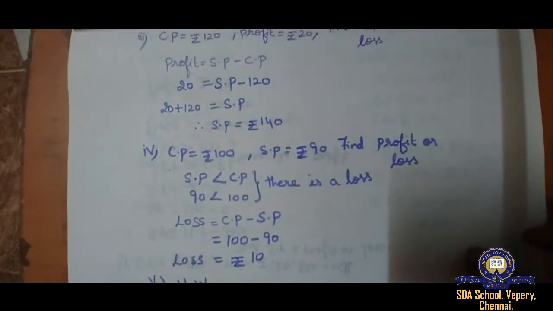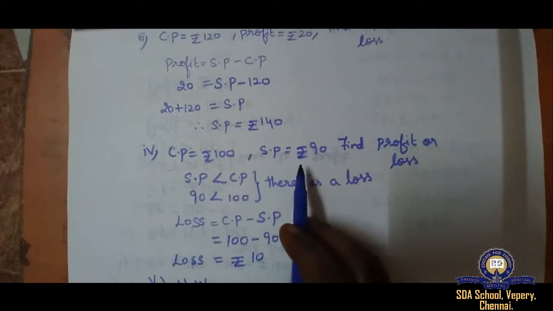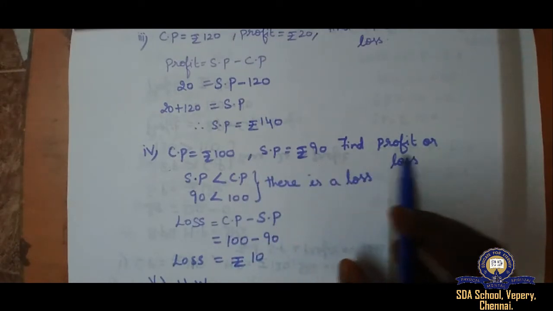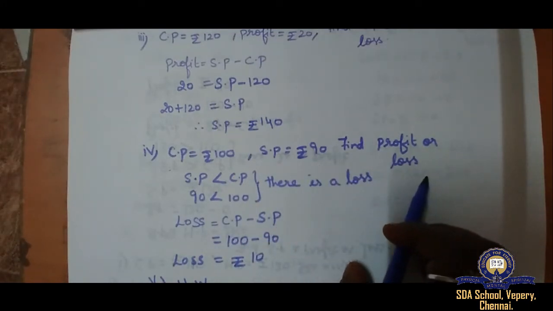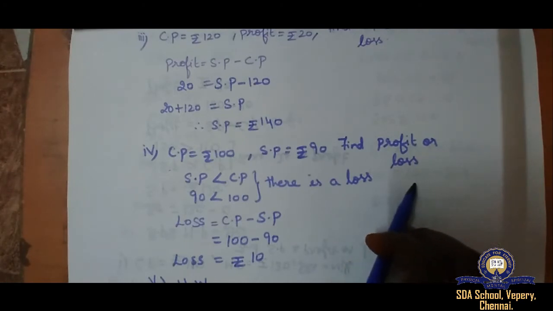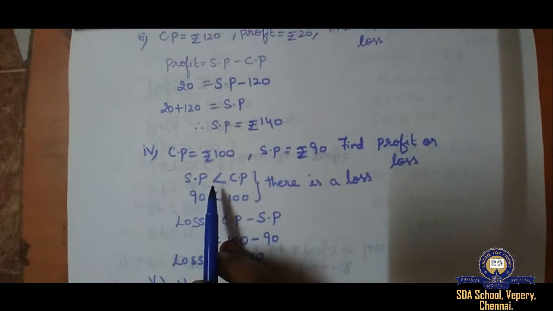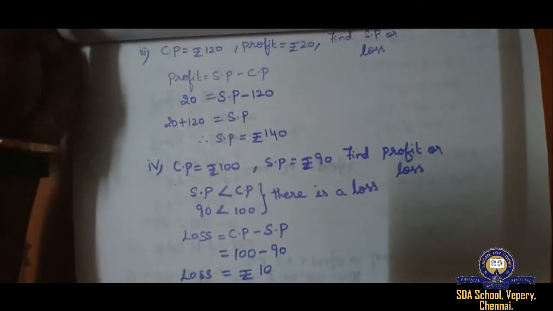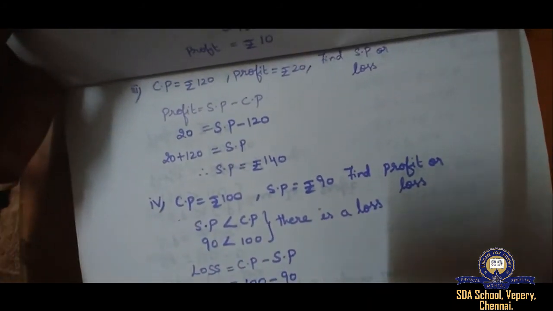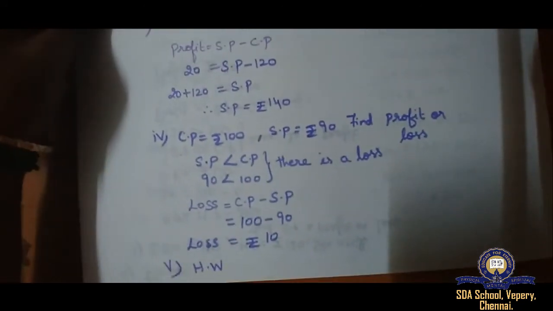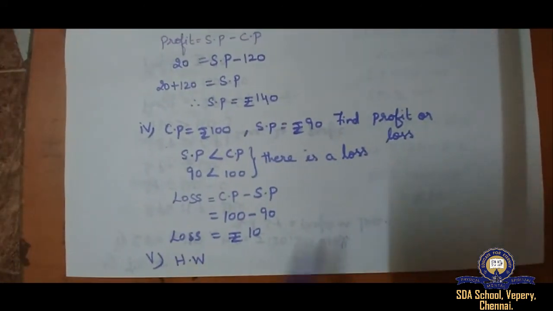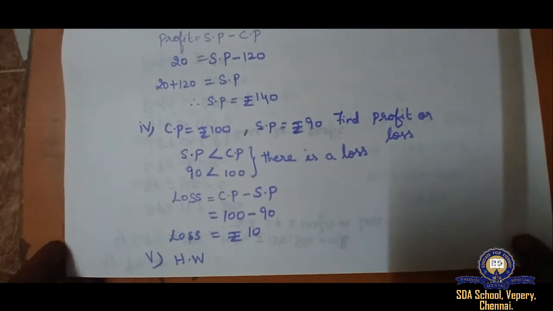Next, fourth question. CP is 100. Selling price is 90. Find profit or loss. See which is highest. SP is highest or cost price is highest. So CP is highest. SP is less. Selling price is less means the formula we are supposed to use is loss. Loss means CP minus SP is the formula. 100 minus 90, 10 is the answer. Fifth one, do it as homework and try out whether you are getting the answer.